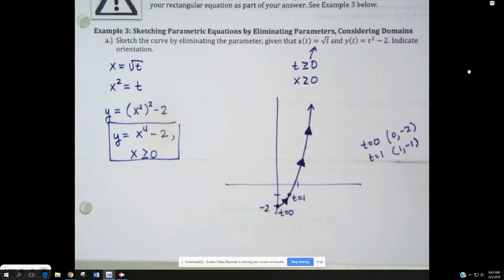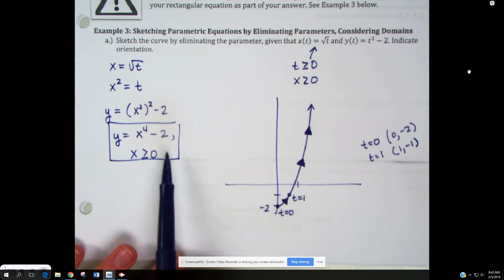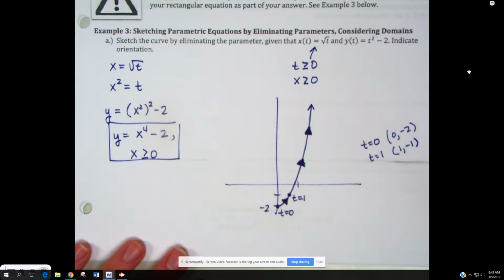All right, so you've got to check your domain and range of your x's and your y's so that you can verify that you don't have to make any edits over in the rectangular form.